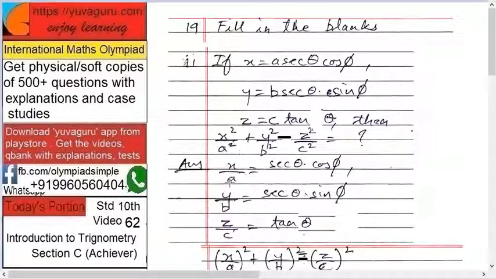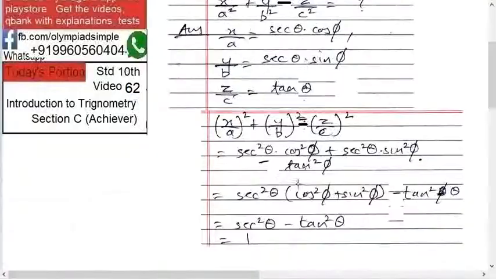Do this, bring x upon a. So it becomes x upon a equals sec theta cos phi. A comes over here. Similarly, b comes over here. Y upon b equals sec theta sin phi. And z upon c equals tan theta. Okay. So do it as required in the question. Therefore, x upon a the whole square plus y upon b the whole square minus z.